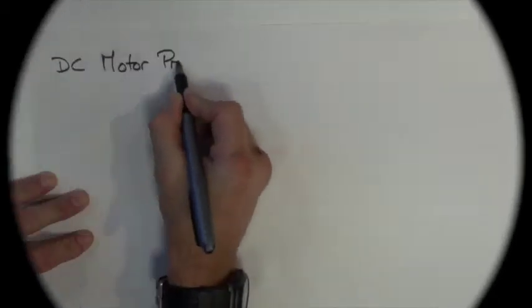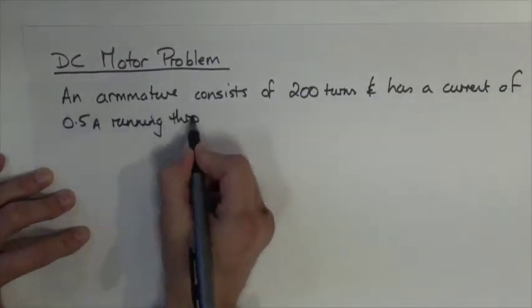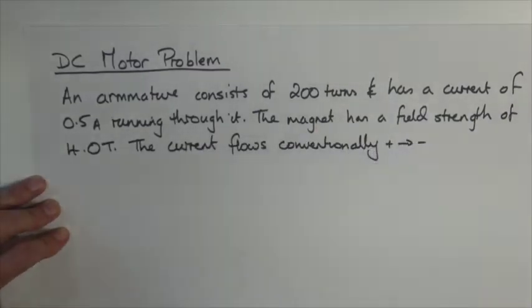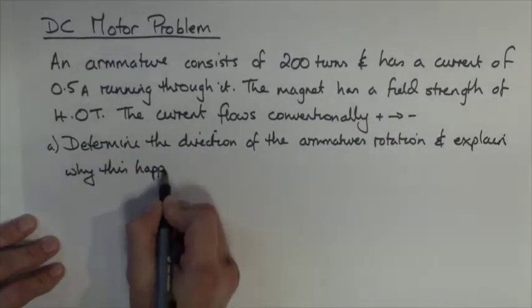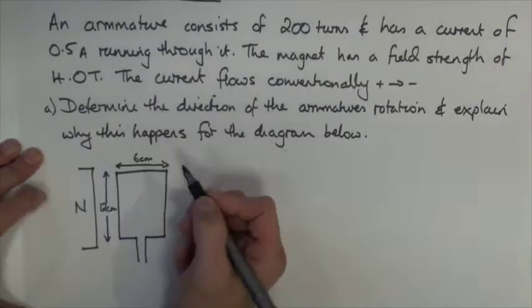In this video, we're going to look at problems with a DC motor. Let's set up a scenario where we've got an armature consisting of 200 turns which has a current of 0.5 amps running through it, a magnet with field strength 4 Tesla, and the current's flowing conventionally from positive to negative. We're going to determine the direction of the armature's rotation and explain why this happens using this diagram.